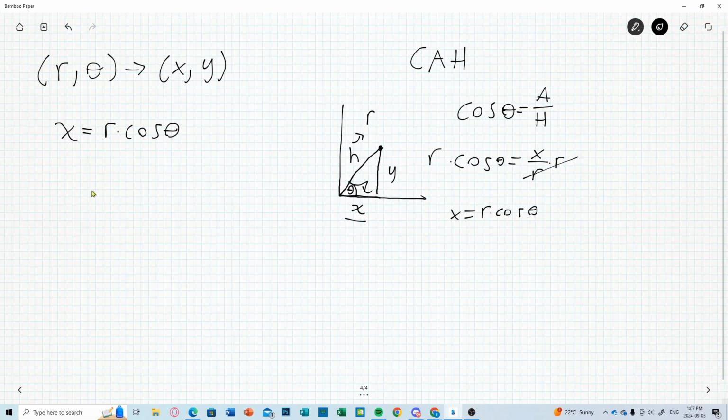And next up we have finding our y value, which is going to be equal to r multiplied by sine theta. And this is kind of the same thing as finding x. We have SOH, so instead of x over r equaling cos theta, we're going to have sine theta is equal to y over r. And same thing, multiply both sides by r, giving us y is equal to r multiplied by sine of theta.